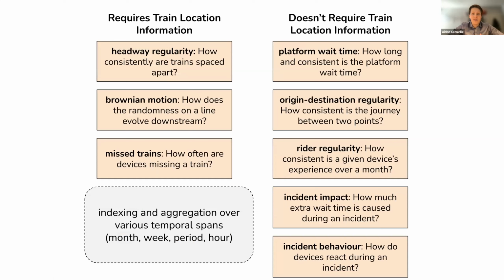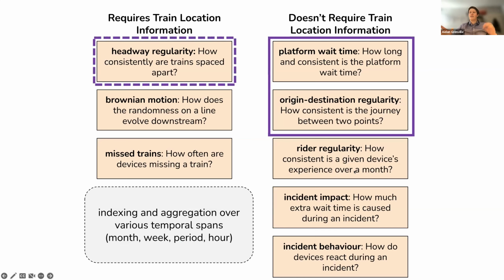One of the fun things last summer was to explore and conceptualize and see where we could take it. So the first things we looked at were two different silos of explorations: those that require train location information and those that don't require train location information.